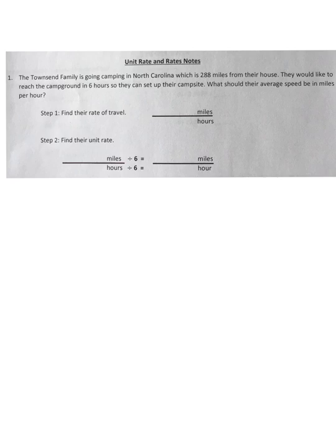So the rate of travel was 288 miles, which is how far it is from their house to North Carolina, and they want to reach it in 6 hours. So that's our starting rate. So to change a rate into a unit rate, we have to set up a proportion. So to start, we write our rate that we have, 288 miles, 6 hours.